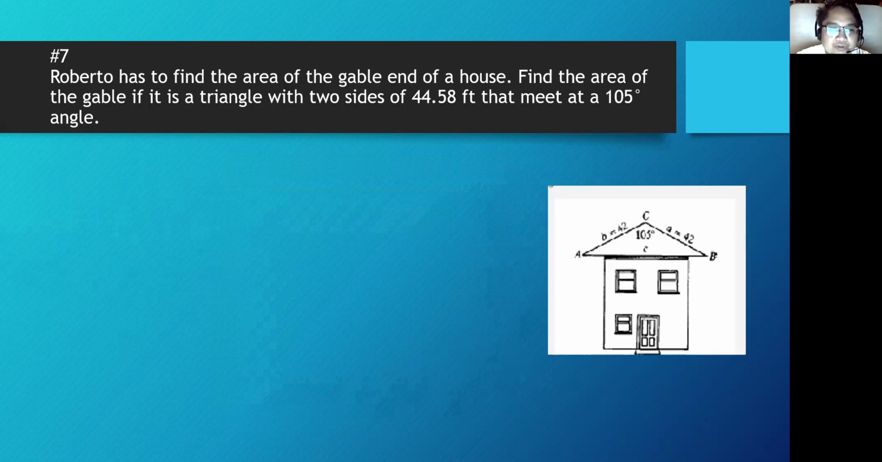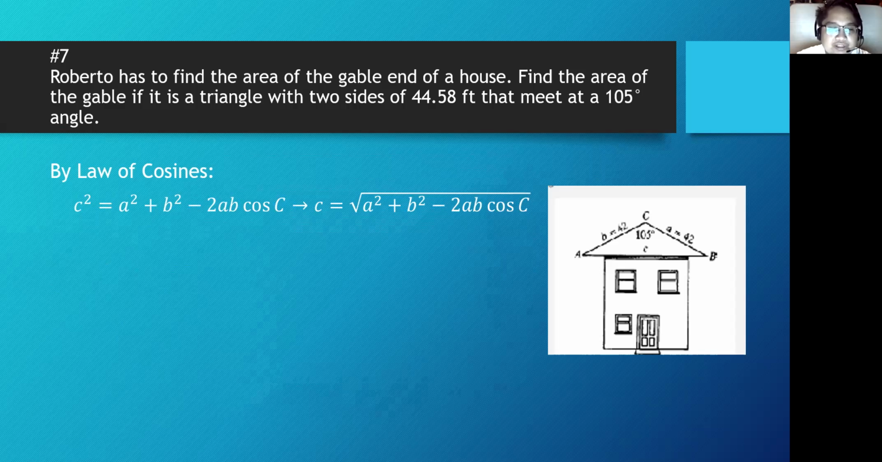So knowing the law of cosines, c squared equals a squared plus b squared, which are the sides, minus 2 times side a and side b times cosine of angle C. Rearranging again, we can get the value of c, which is simply the square root of the given equation. Substituting the values, we get a value of c of approximately 70.7354 feet.